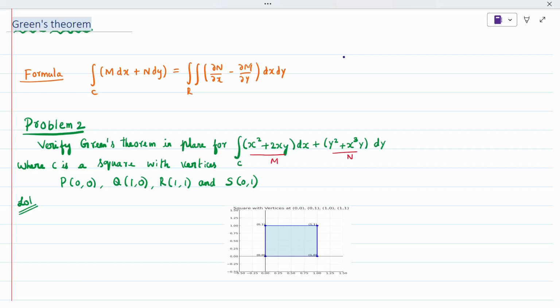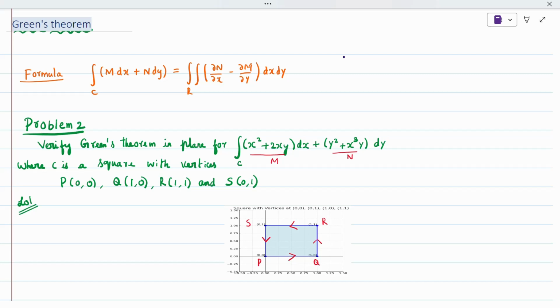This is mentioned to be P. Q is nothing but (1, 0). This is Q. Then R is mentioned as (1, 1), and S is (0, 1). So P, Q, R, S are mentioned. The arrow mark shows the anti-clockwise direction from here, then from here, from here. So the full region is this.